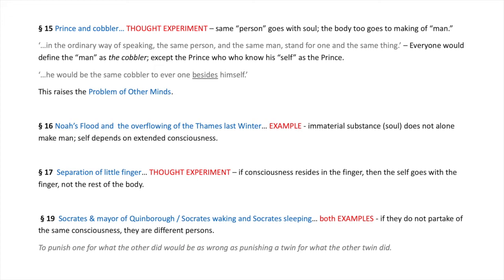Then the next one he has is Noah's flood and the overflowing of the Thames. This is an example, again, trying to show that the immaterial substance does not alone make man. Self depends on extended consciousness. Really here he was trying to demonstrate the idea of extension of consciousness through time. That's why he was referring to Noah's Ark and something that happened in the past. He's really emphasizing the extension of consciousness through time. The separation of the little finger, and Socrates and the Mayor of Queenborough.